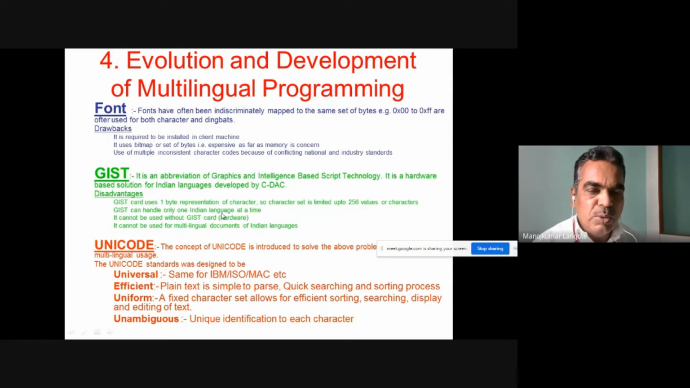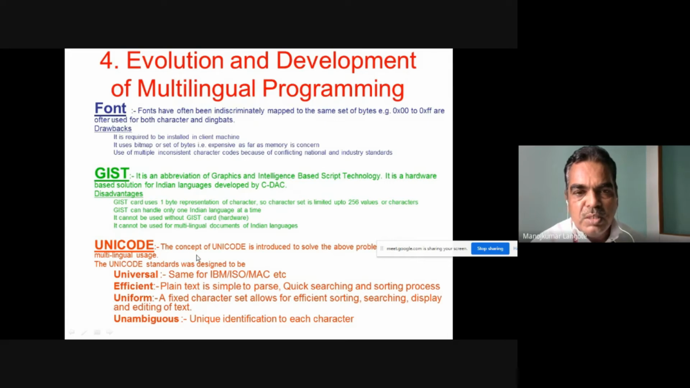If you are using only Gujarati, because out of 1 byte, 127 characters were used for English and the rest of the characters were used for the Indian languages. So this was the hardware solution, but it was not comfortable, because if we want to write one document in which there are 3 to 4 languages, then it is too difficult to plug and play the different cards on a single machine. It cannot be used without the GIST card. It is a hardware solution. GIST can handle only one Indian language at a time. These are the two major drawbacks.